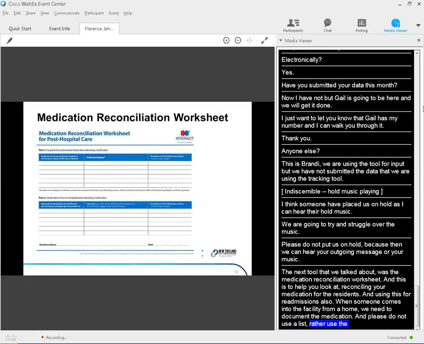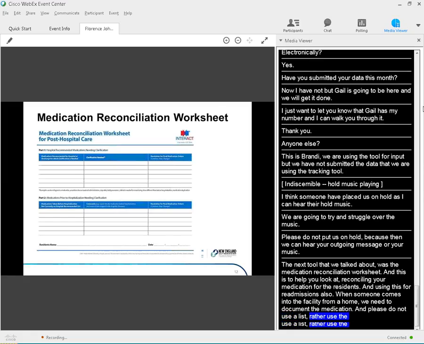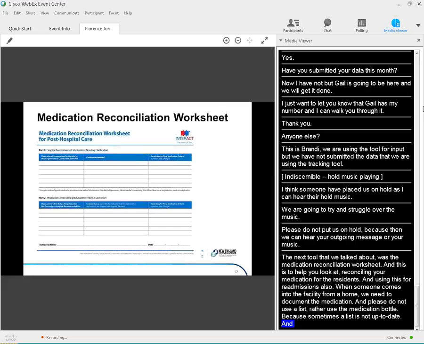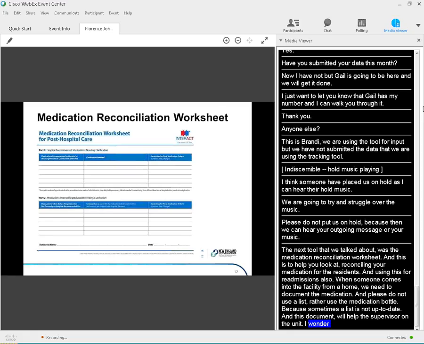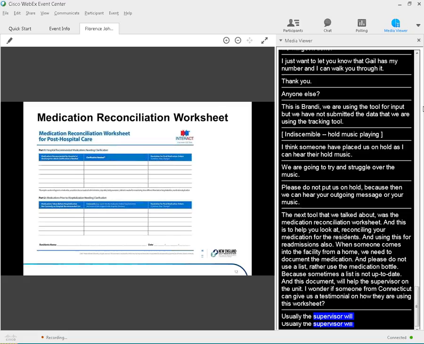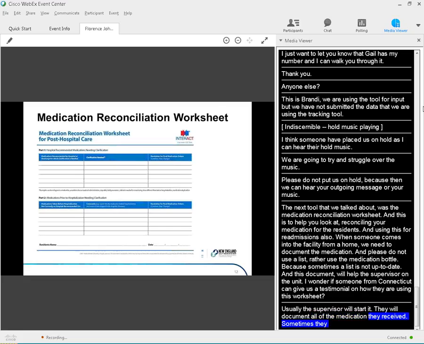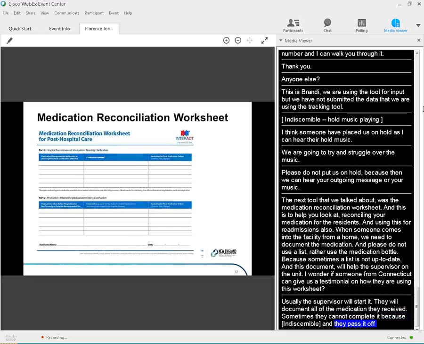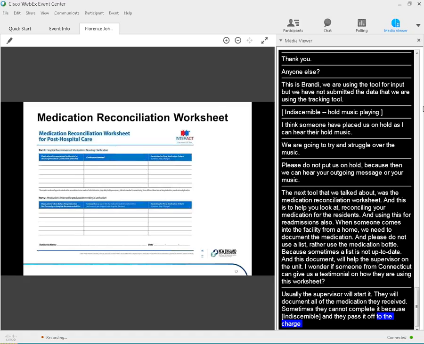So this document should be used by those who actually receive the medication. So it could be a supervisor that's helping on the unit. I actually had one of the facilities here in Connecticut give me a call to give a testimonial as to how they're using this worksheet. She said that usually the supervisor would start it, documenting all the medications that have been received. And if that person is unable to complete it because they've run out of time or their shift is over or they have to be called off to someplace else, it's passed on to the next supervisor or the charge nurse. So it's a system that is started and is completed. She finds that it's actually helping them reduce the amount of med errors on their units.